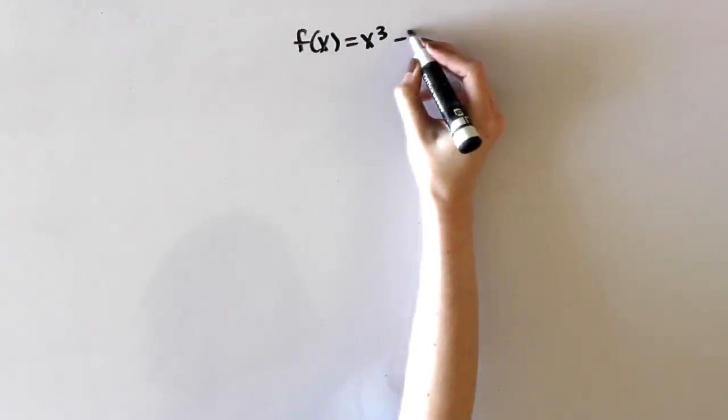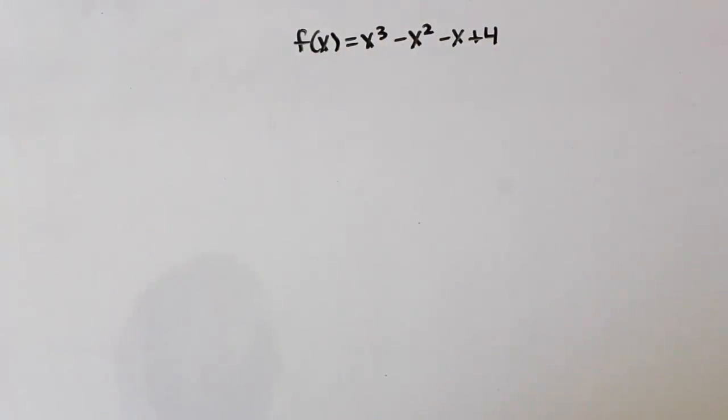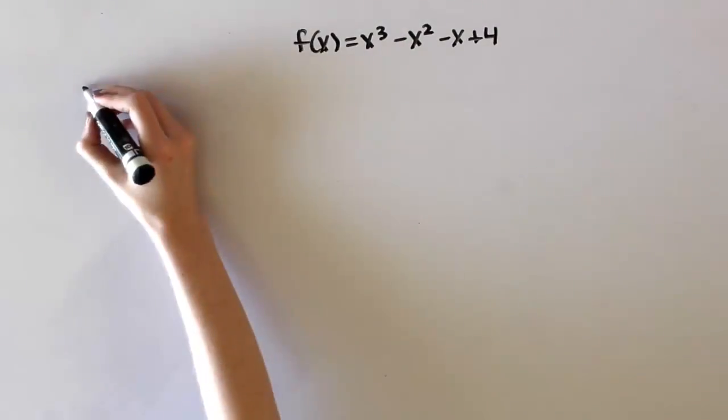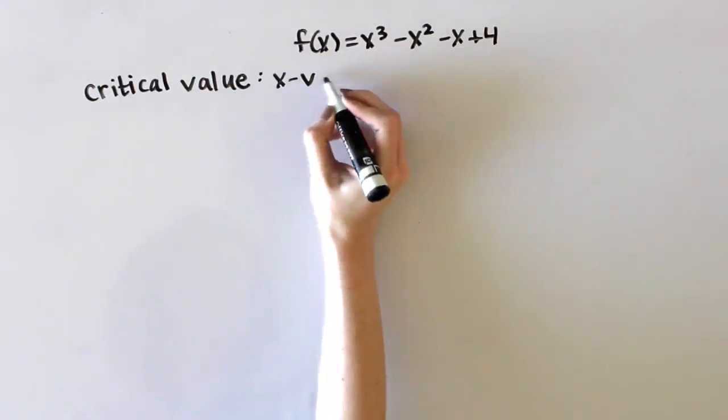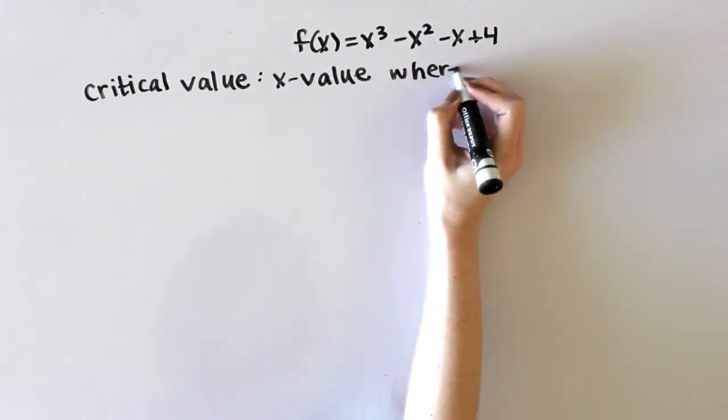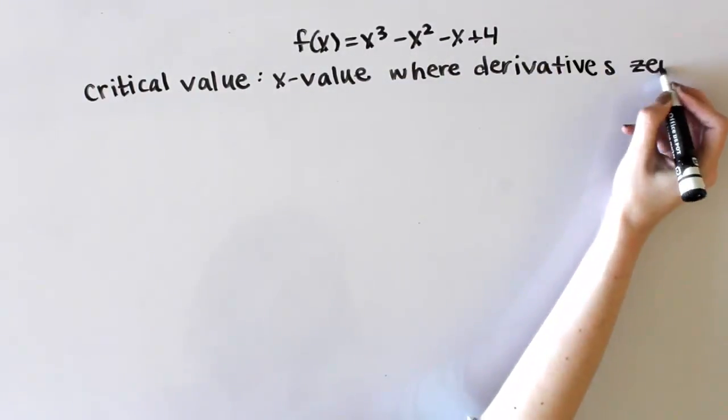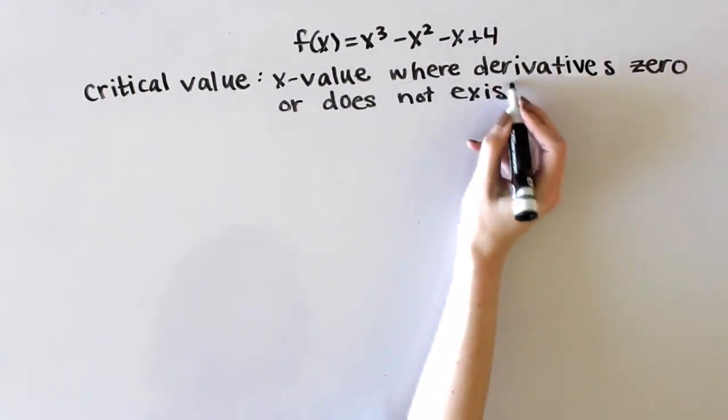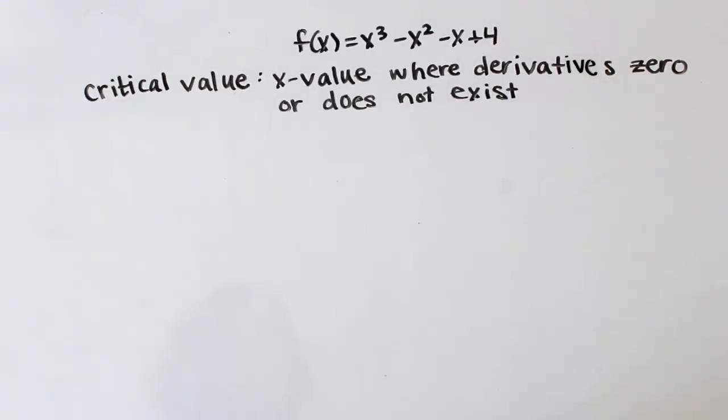Let's take the function y equals x cubed minus x squared minus x plus 4. The first step of using the first derivative test is to find the critical values of the function. These are just the x values where the derivative is either 0 or non-existent, like where we had horizontal tangent lines in the previous example.